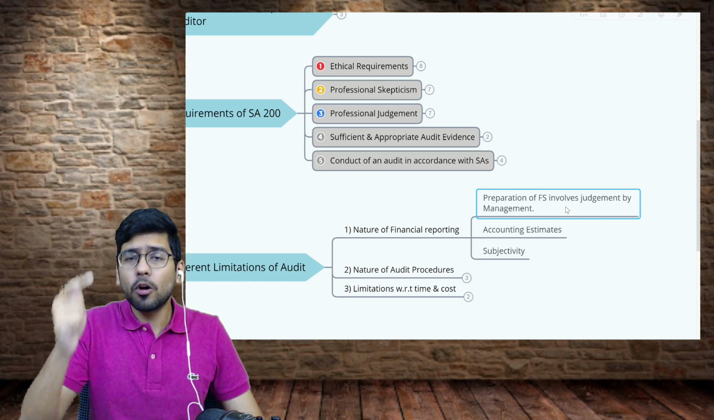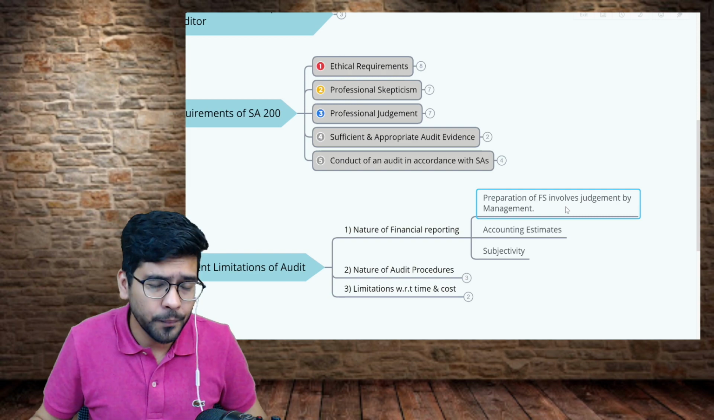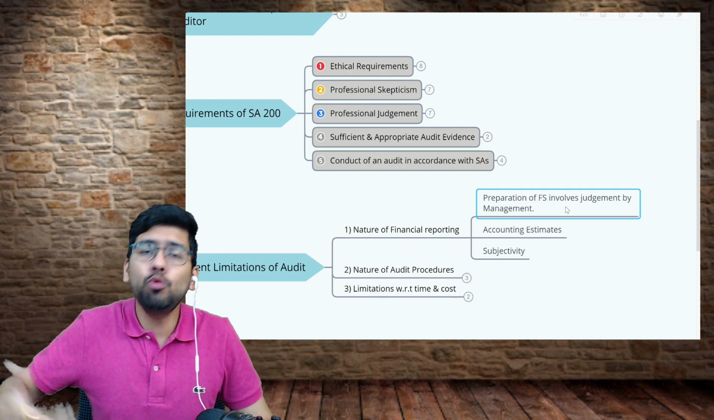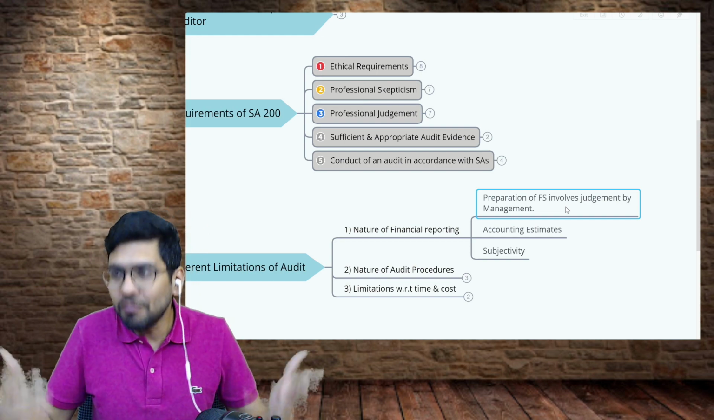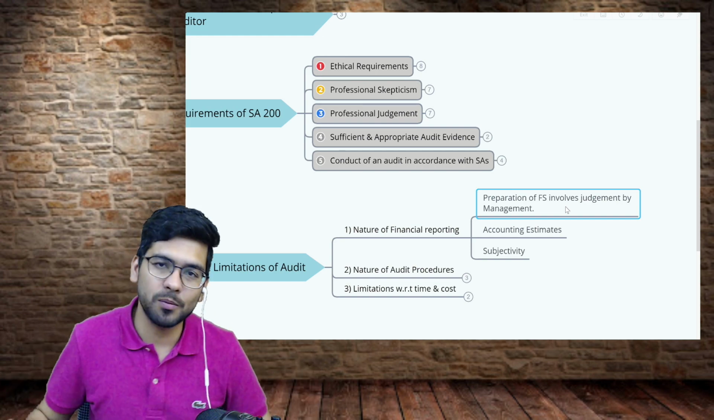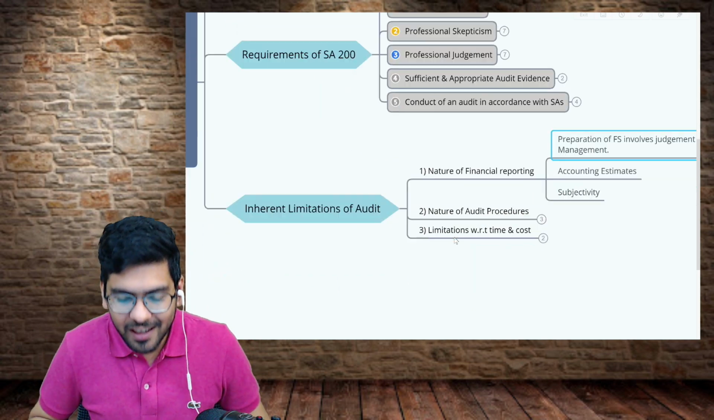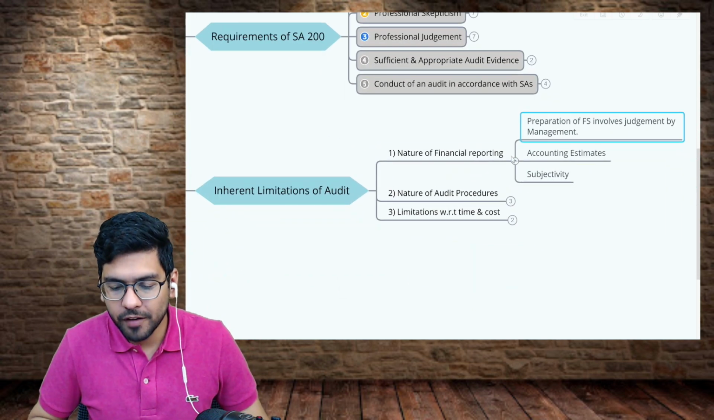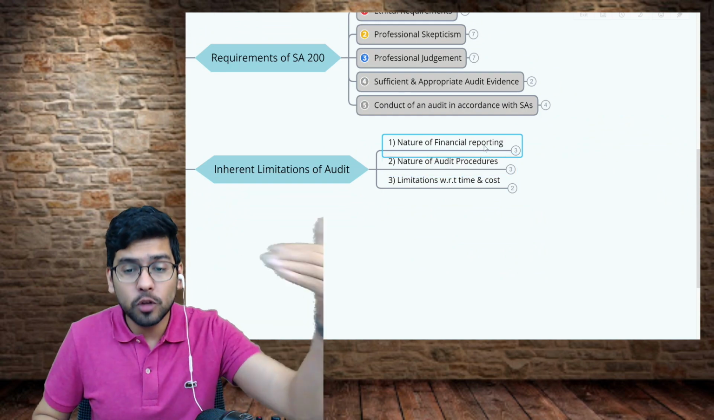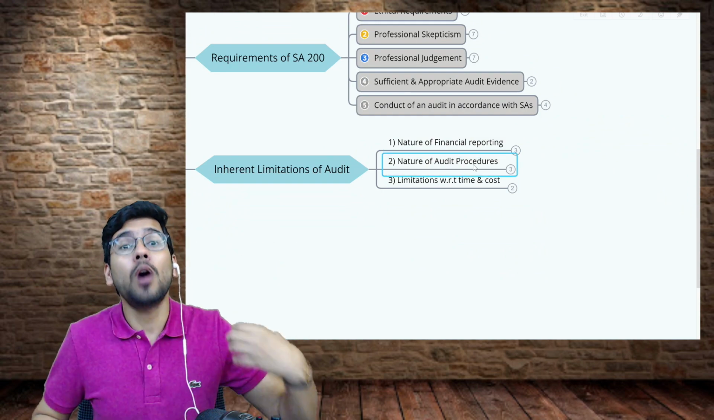So please remember, because of a lot of judgments and estimates, a lot of subjectivity is there, and our audit tools are not sufficient to check on these estimates. So this is the first inherent limitation of audit, nature of financial reporting. Second is nature of audit procedure. First was with respect to the management, second is with respect to our procedures.